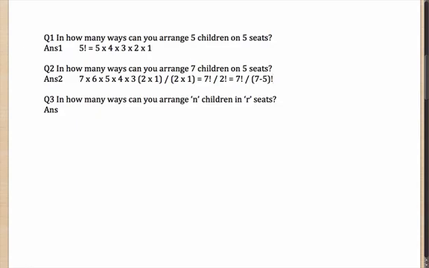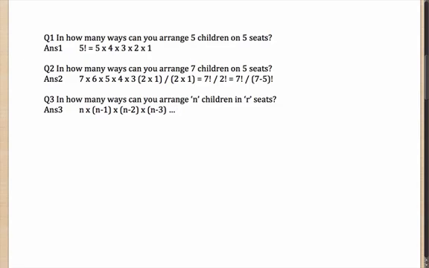Why am I putting it in this complicated way? Well, you will understand that once we move on to the next question: in how many ways can you arrange n children in r seats? Now, for the first seat, how many choices do you have? You have n kids. For the second seat, you have n minus 1 kids. For the third seat, n minus 2 kids. For the fourth seat, n minus 3 kids. If you notice the pattern, let's say for the 20th seat, how many kids will there be? n minus 19. It is all one lesser.